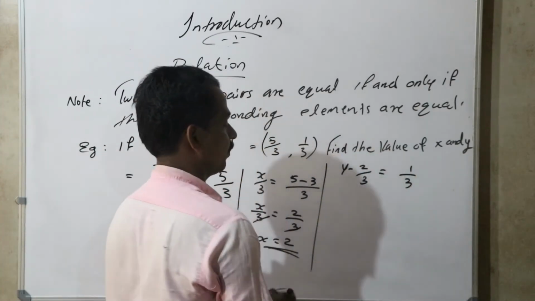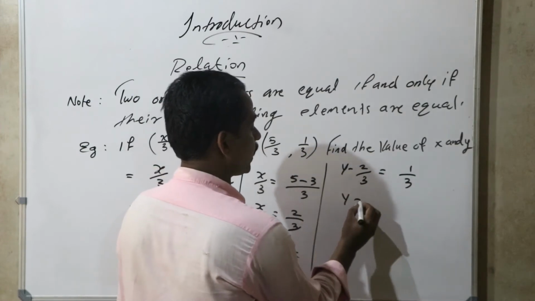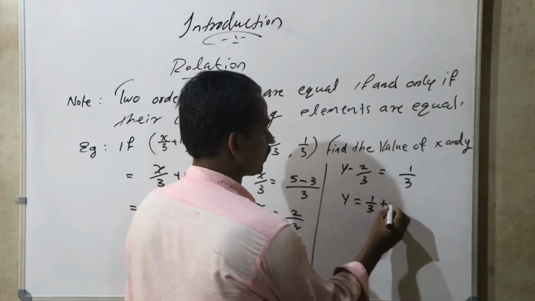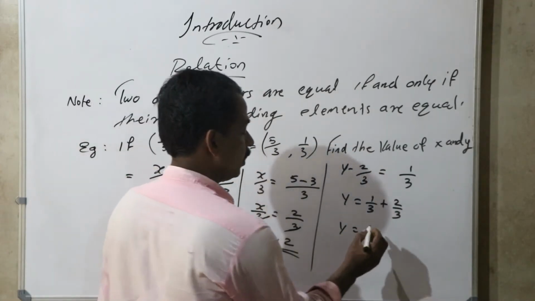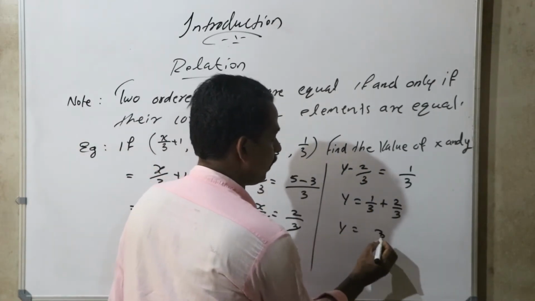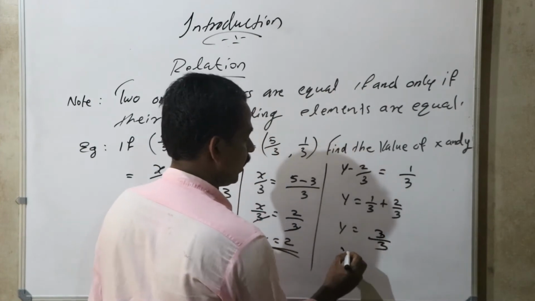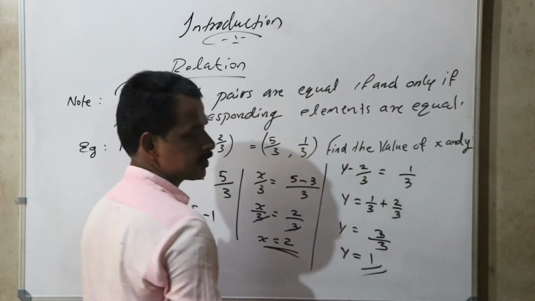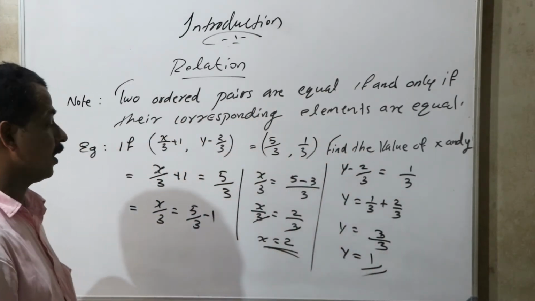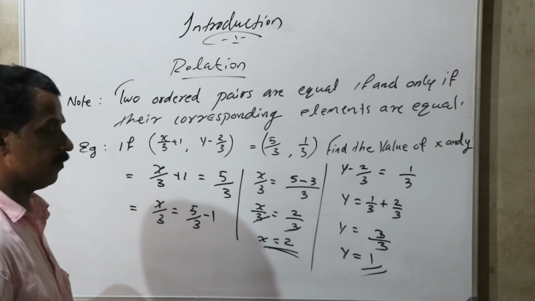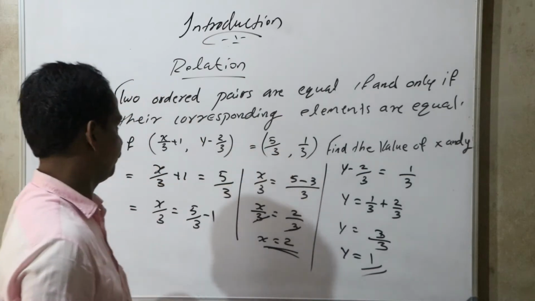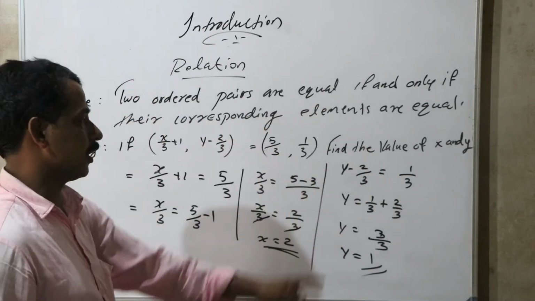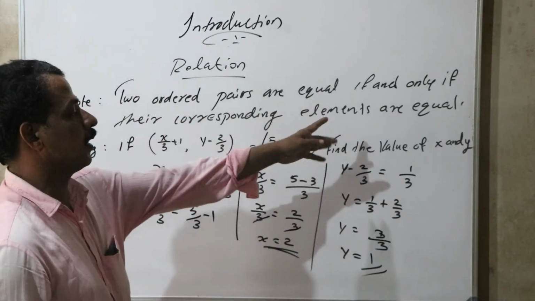1 by 3. Y is equal to 1 by 3 plus 2 by 3. The denominator is the same, so 1 plus 2 is 3. 3 by 3, Y is equal to 1. Y minus 2 by 3 is equal to 1 by 3. If two ordered pairs are equal, then the corresponding elements are equal.